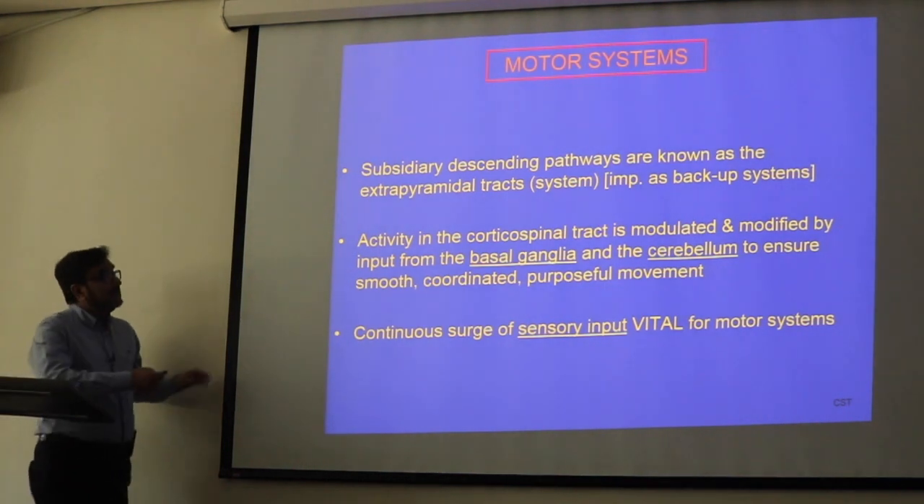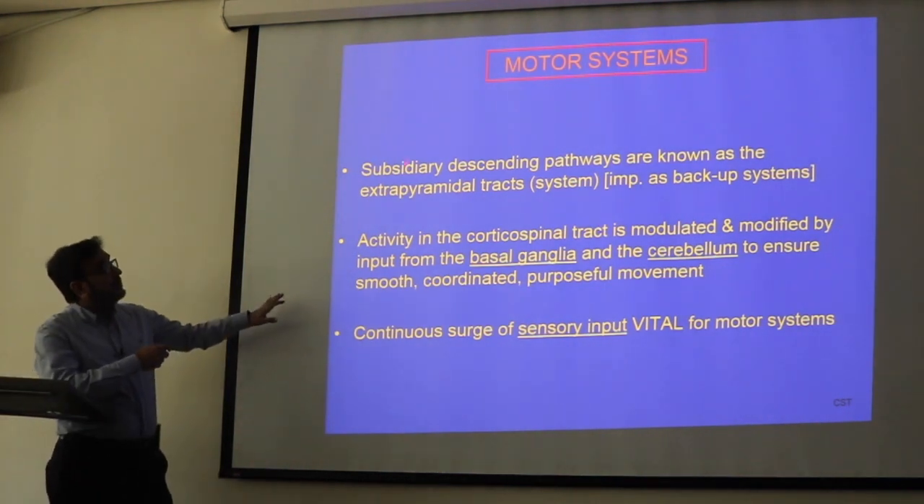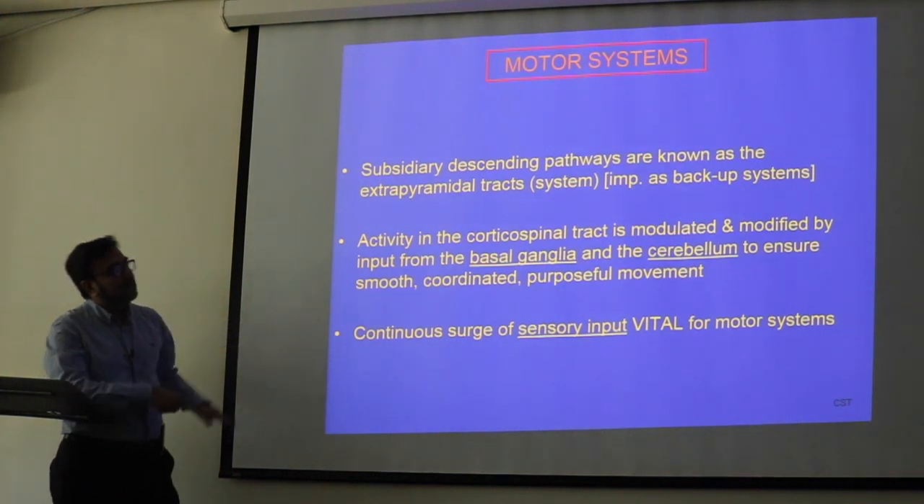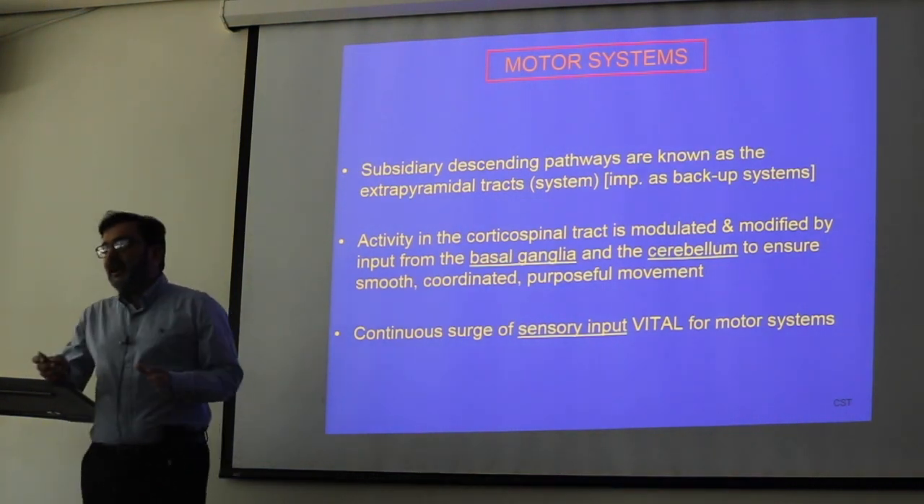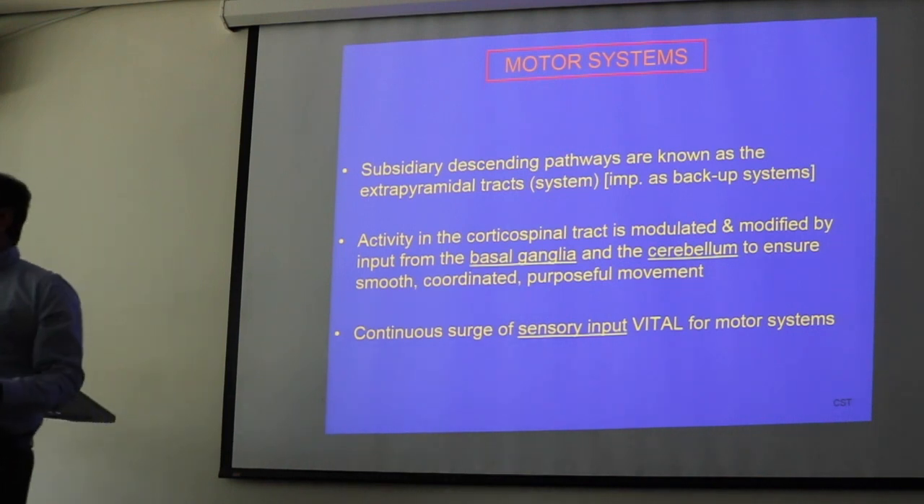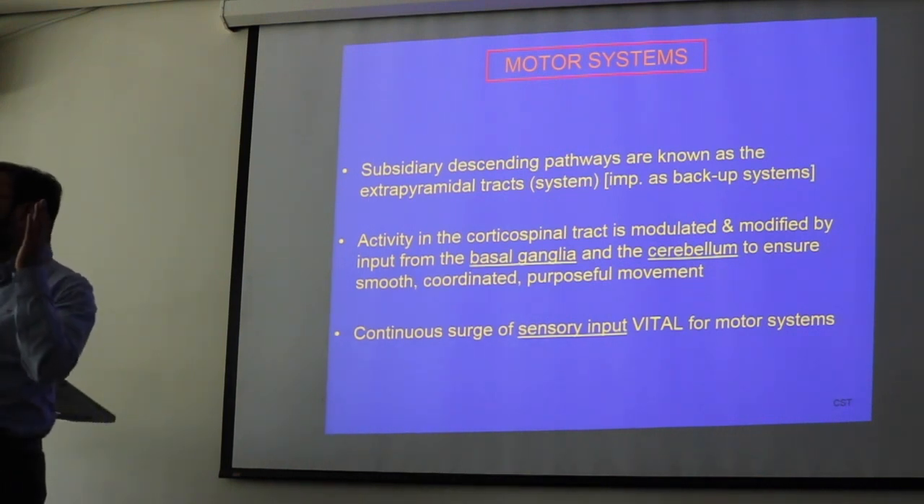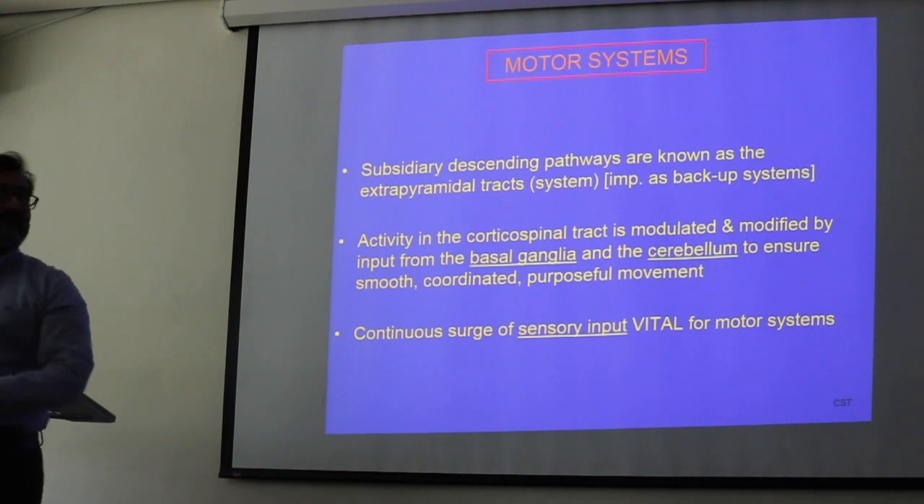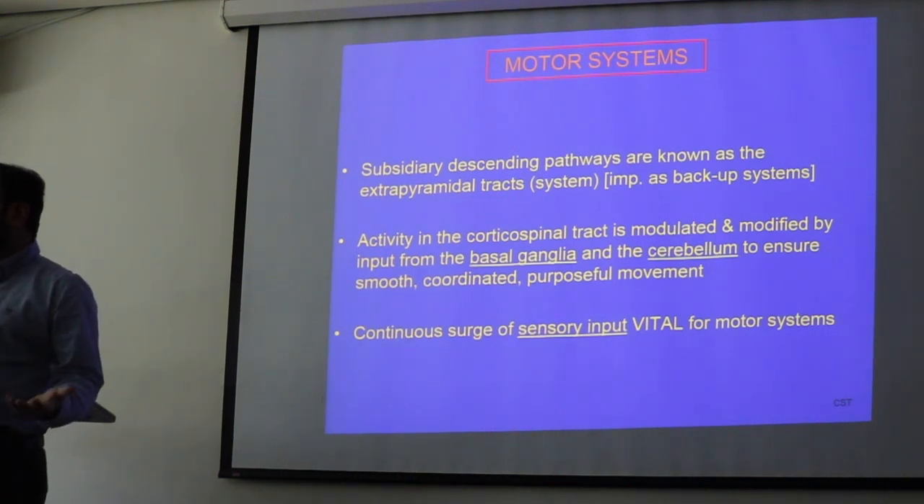So there is also a subsidiary descending pathway known as the extrapyramidal pathway. You have the main motor pathway, which is the corticospinal, which is the pyramidal tract, and the rest of the tracts in the motor pathway are called extrapyramidal.